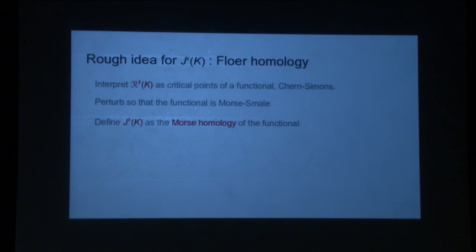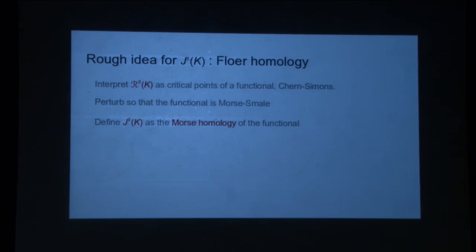So there's a standard plan here, which goes back to Andreas Floer's definition of instanton homology. This representation variety, our plan is to view it as the critical points of a functional, a Chern-Simons functional on a space of connections. We'll then perturb this functional so that it satisfies more Smale conditions, and then we'll be able to define the instanton homology. It'll be defined as the Morse homology of this functional.